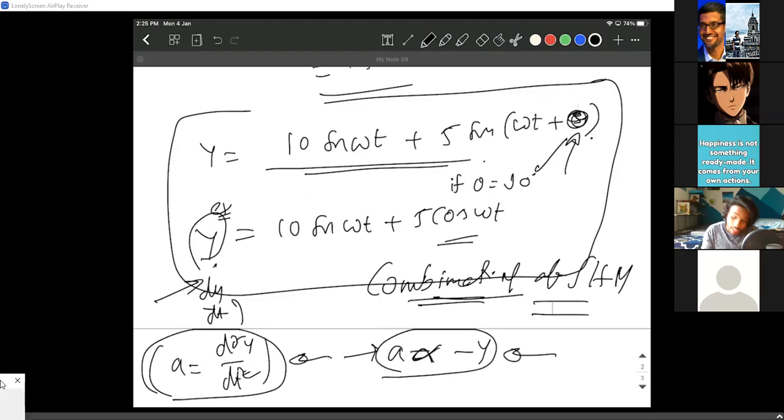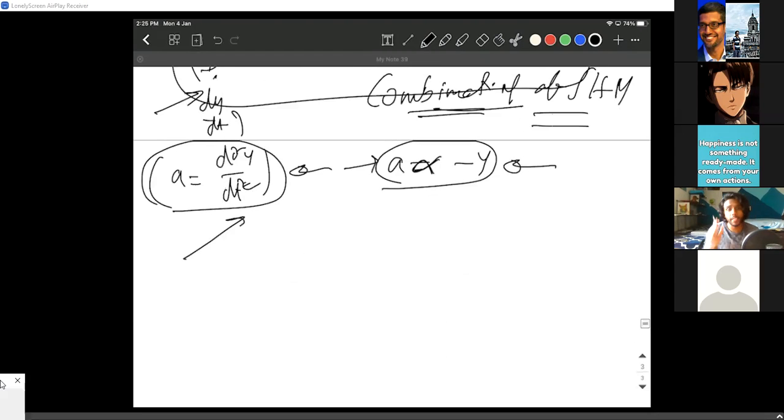Every time you feel you're stuck and you don't know where to approach the question, why not simply differentiate the equation of displacement twice? Differentiate displacement once, you will get velocity. Differentiate it again, you will get the acceleration. If the acceleration is proportional to minus y, it's already an SHM. That is one way to do it.